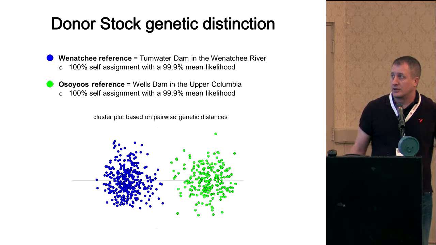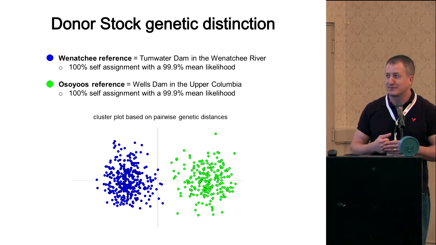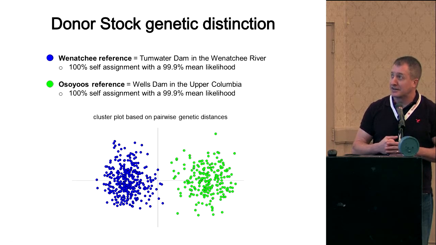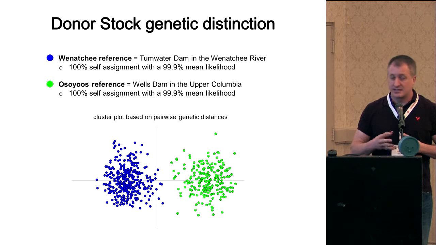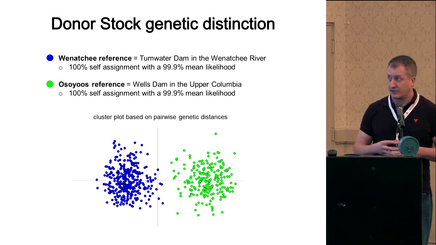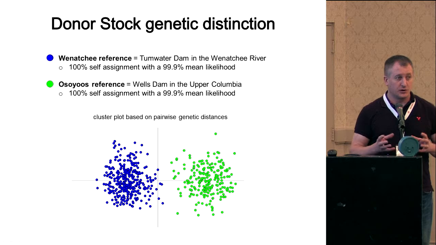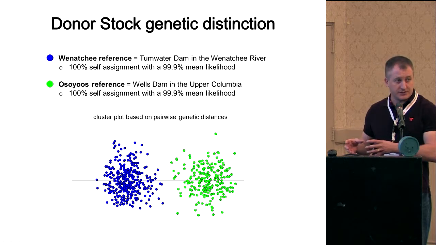So this is really the only statistical slide, genetics slide that I have for you, and it's rather easy to look at, I think. What I want to show you here is a PCA plot showing the individual fish that we evaluated for genetic stock ID. You can see that if you're a Wenatchee fish, coded blue here, you cluster on one side of this plot, and if you're a Soyuz fish, you're green and you cluster on the other side.